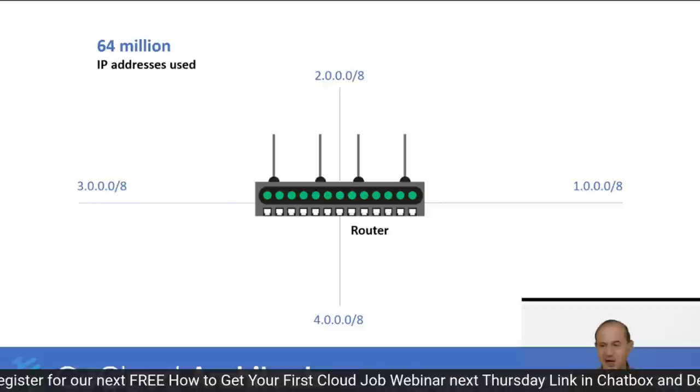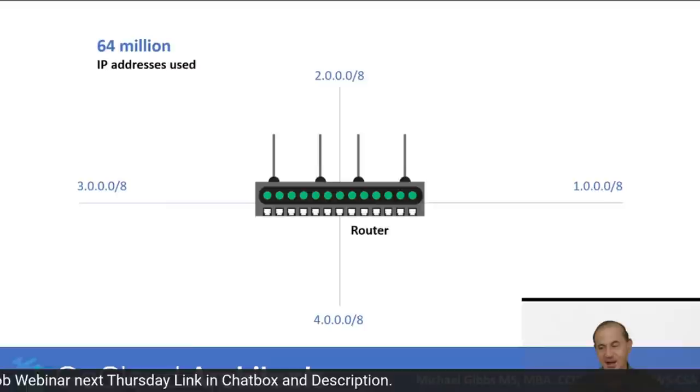So I don't really think I'm in a position to waste 64 million IP addresses. Because of that, I subnet, and that's why you will too. You will always be subnetting in your role.